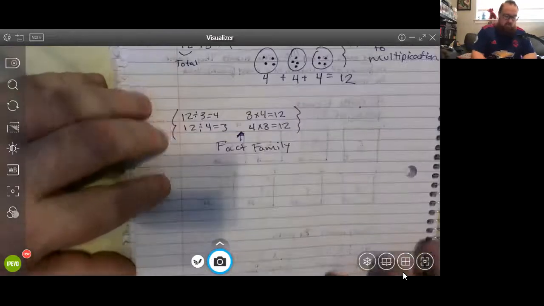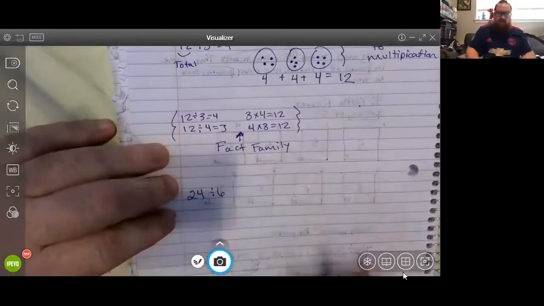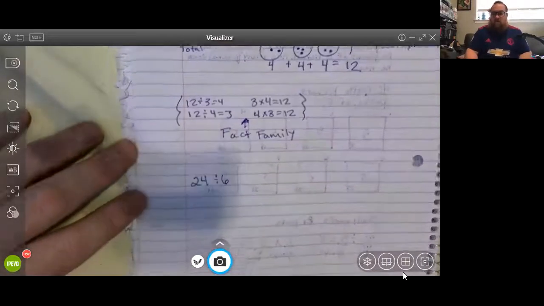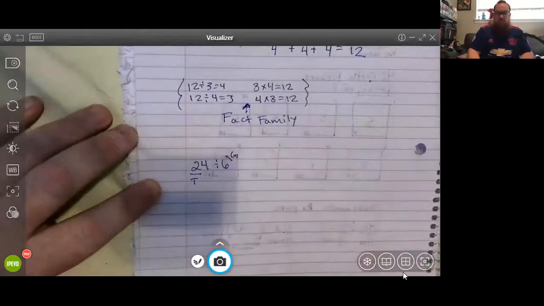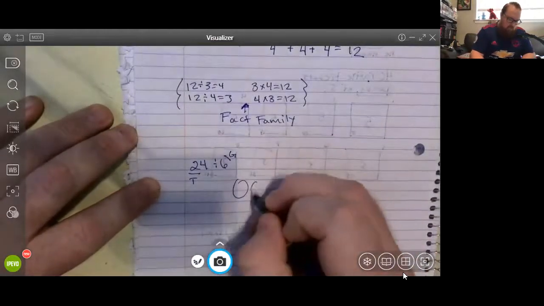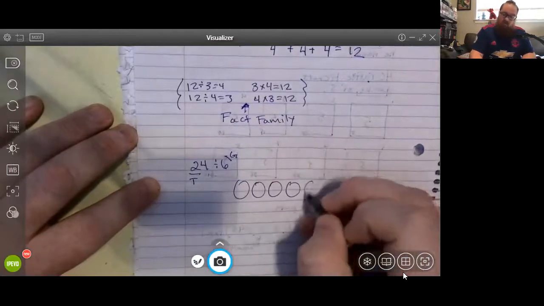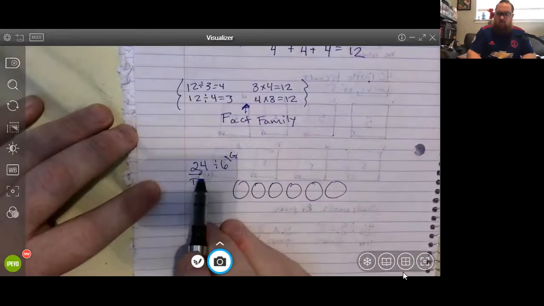Let's do another one. What if I had, let's say, 24 divided by 6? Make it a little bit harder. Well, it's the exact same thing. We have our total, we have our groups. So I need 6 groups. 1, 2, 3, 4, 5, 6. And I'm going to count all the way to 24.